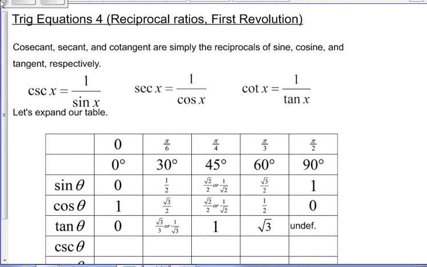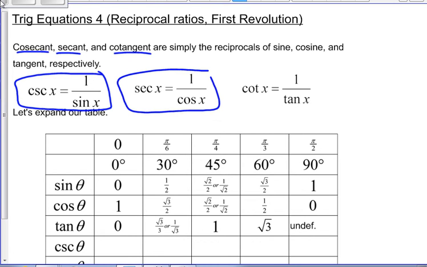Trig Equations 4 is about reciprocal ratios, so these cosecant, secant, and cotangent functions. And they are the reciprocals of sine, cosine, and tangent respectively. So cosecant is defined as 1 over sine, secant is 1 over cosine, and cotangent is 1 over tangent.